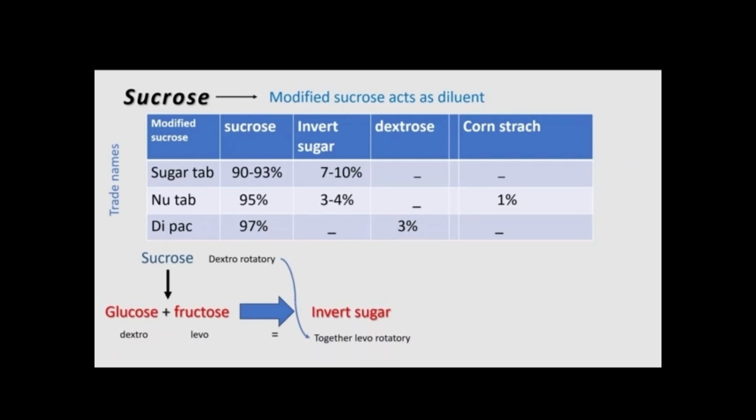The trade names for sucrose or modified sucrose are Sugartab, Nutab, and Ditab. Sugartab consists of 7 to 10% of invert sugar, and Dipac consists of sucrose in higher levels when compared, and it also has dextrose.